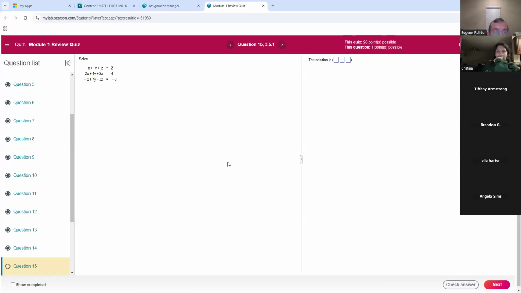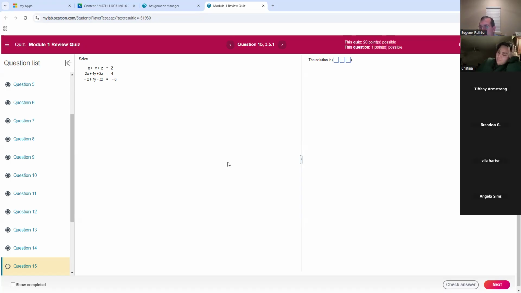All right, so let me share. We had a system of equations. This would be 2x plus 4y plus 2z equals 4, and then a negative x plus 7y minus 3z equaled negative 8. Yeah, Angel, that was right on that last one. You just set the bottom equal to 0 and solve for your x. Good job.